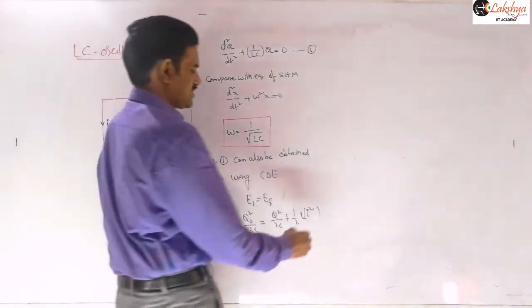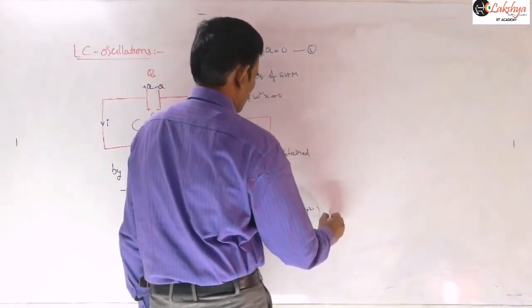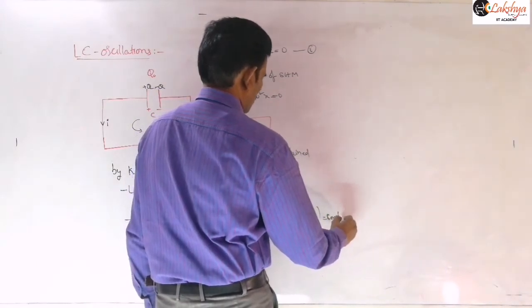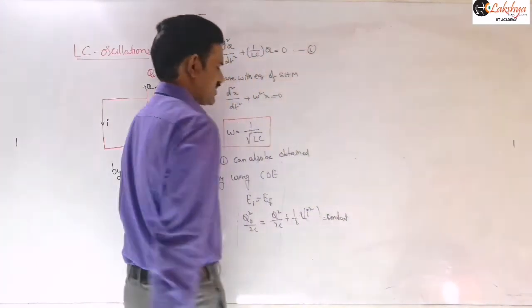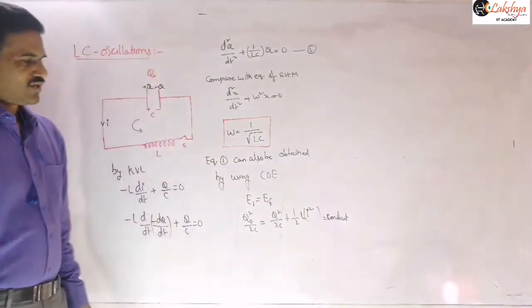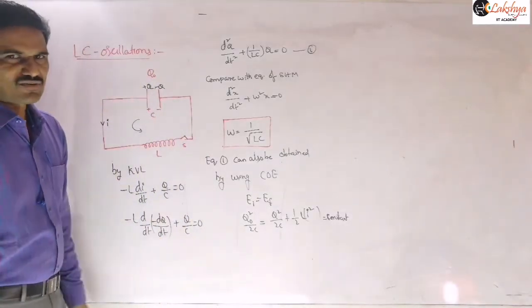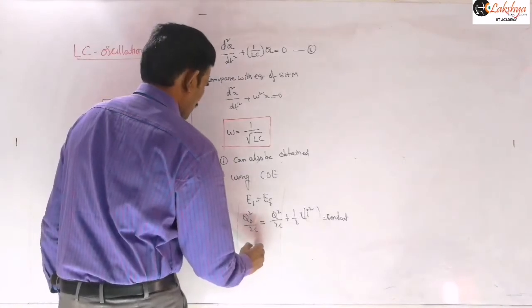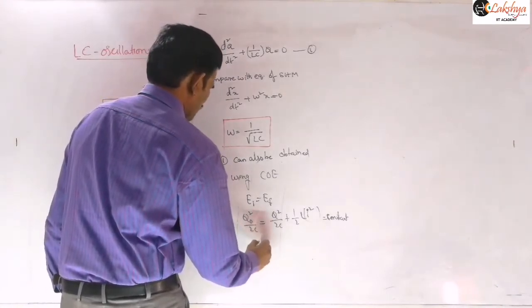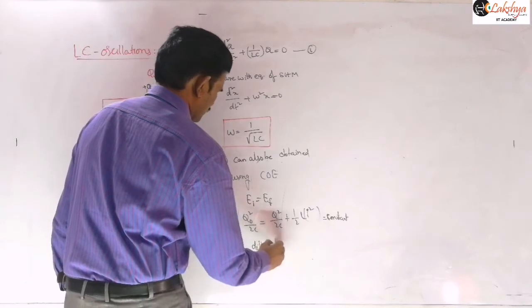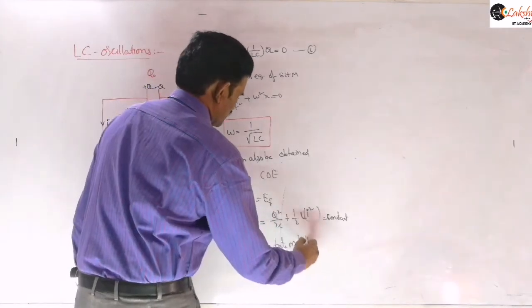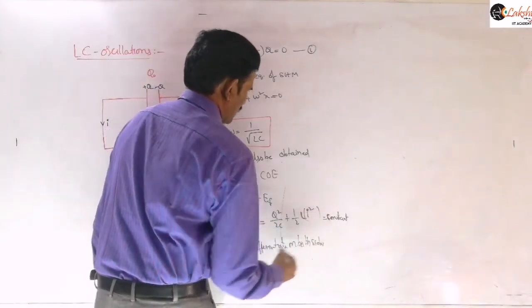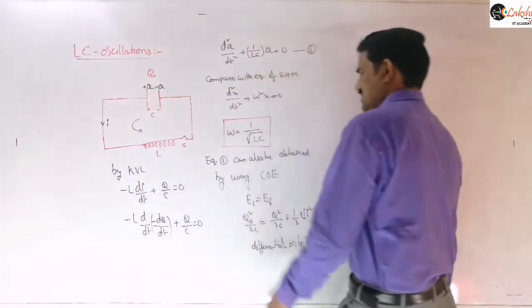This is the total energy, and this total energy will be a constant value when there is no resistance in the circuit. Now let us differentiate this equation on both sides. Then the total energy is a constant value.